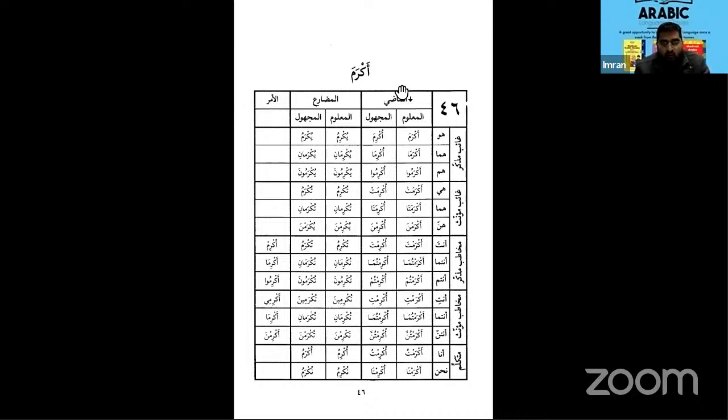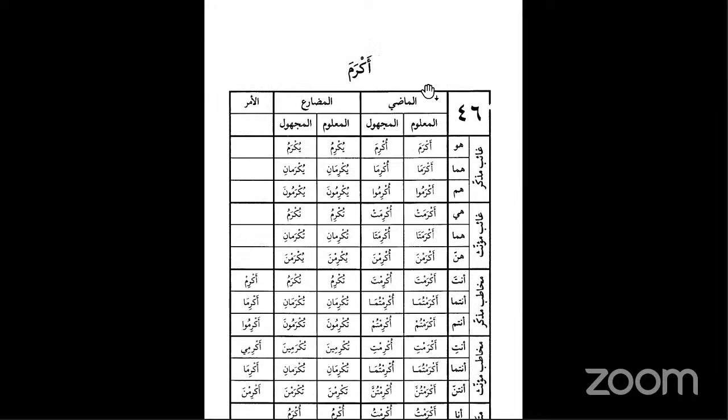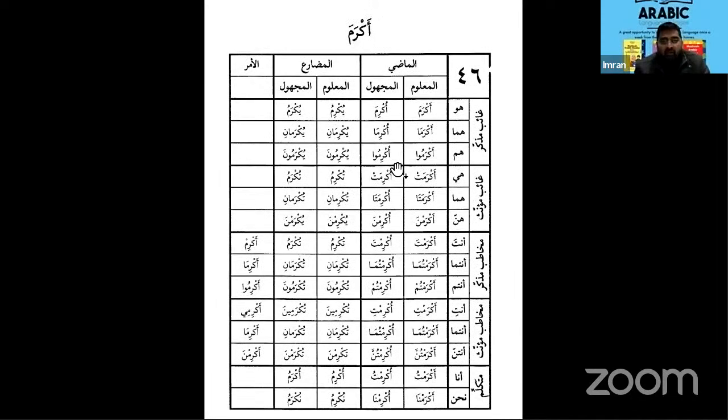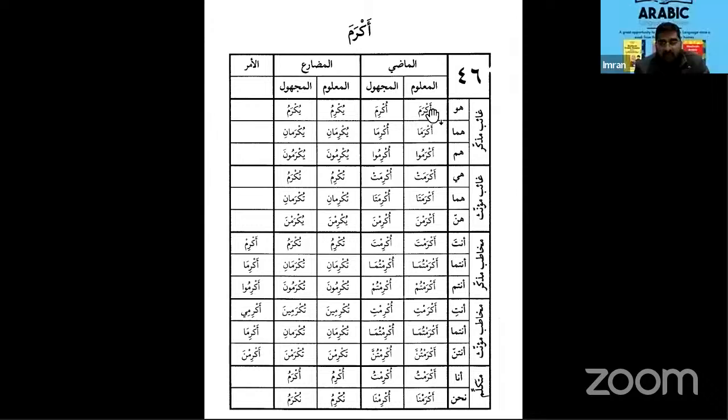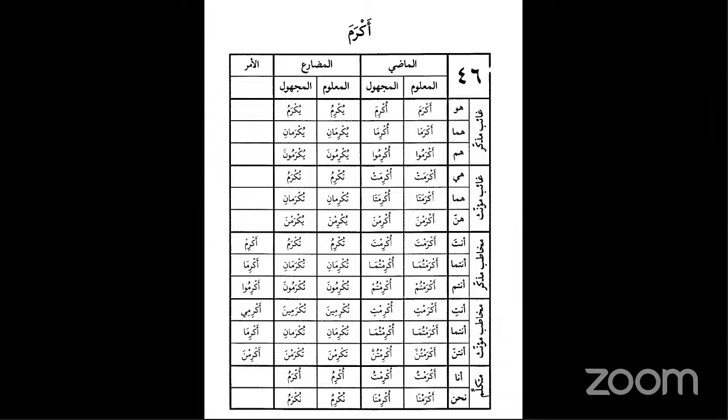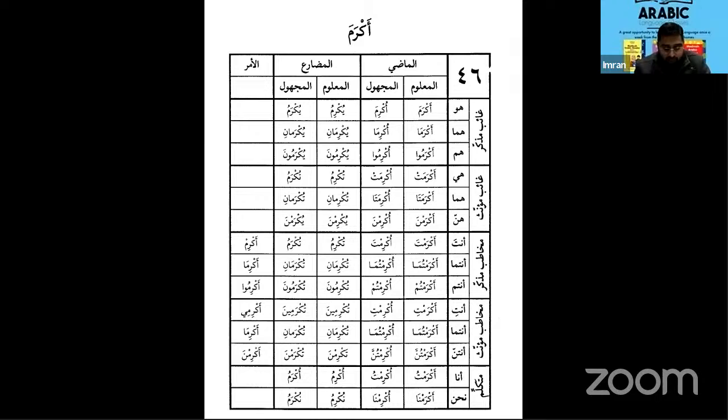Now, this one here, you see on the screen, akrama. The root word is karama, and we have added an additional letter, an alif here, to alter the original meaning. For example, karuma yakrumu means he became honorable. Okay? So when you become honorable, it doesn't require an object.